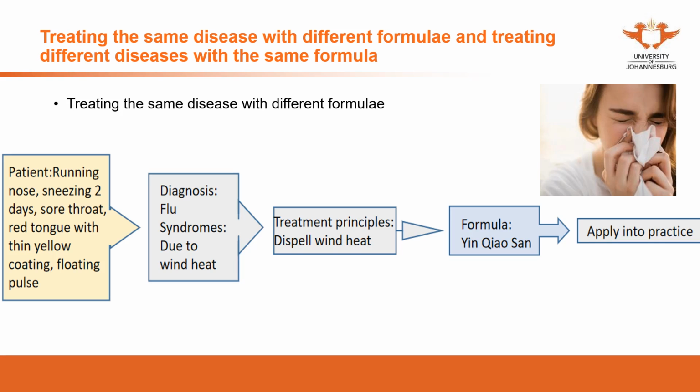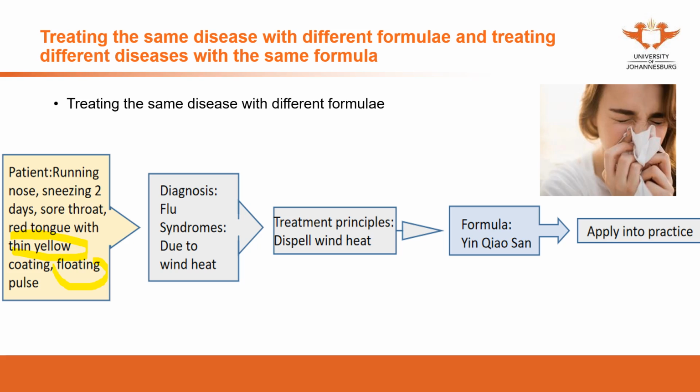Firstly, treating the same disease with different formulae. Because our treatment is based on the syndrome, when we use different formulae, you might think about this: this patient may have different syndromes. For example, the first patient has runny nose, sneezing for 2 days, sore throat, red tongue with thin yellow coating, floating pulse.